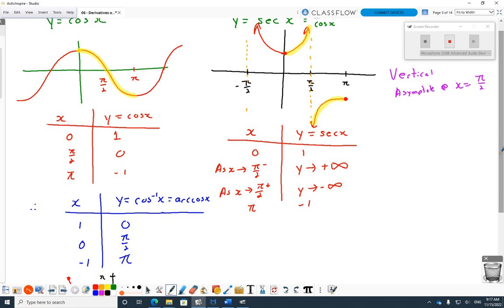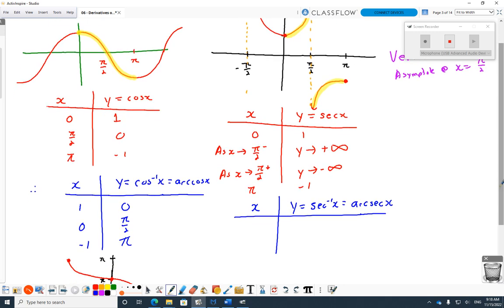To make arc secant, change color. x, y equals secant negative 1 if you're not cool. If you are cool, you'll write arc secant. I don't really mean it like that. Either one will do. I'm just trying to encourage you to not be confused when you see arc secant. Arc secant is just secant negative 1. And now I'm just going to flip all the points here. 0, 1 becomes 1, 0.